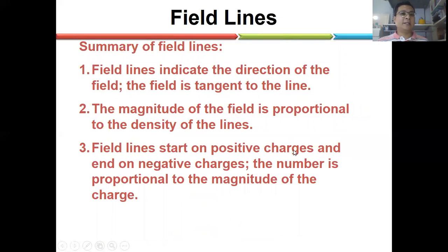Okay, from the summary, we can take a conclusion about the electric field. Field lines indicate the direction of the field. The field is tangent to the line. The magnitude of the field is proportional to the density of lines. Field lines start on positive charges and end on negative charges. The number is proportional to the magnitude of the charge.